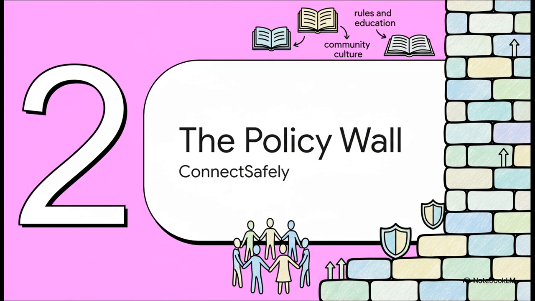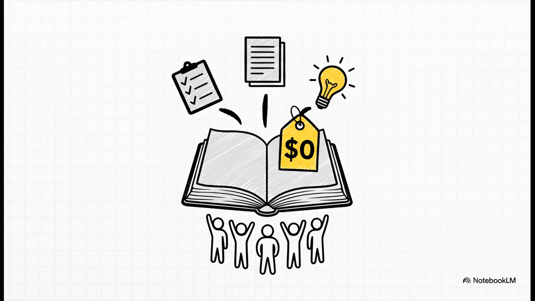Okay, so we've got our secure core locked down for those high-risk interactions. Now we build out the next layer, the policy wall. This is where a resource called keeH comes in, and it's all about creating the rules and the culture of safety for your entire community. And here's the amazing part. keeH provides this huge library of incredible resources. We're talking checklists, policy templates, guides, you name it, and it is all 100% free. This layer is all about empowering your team with knowledge without a price tag.